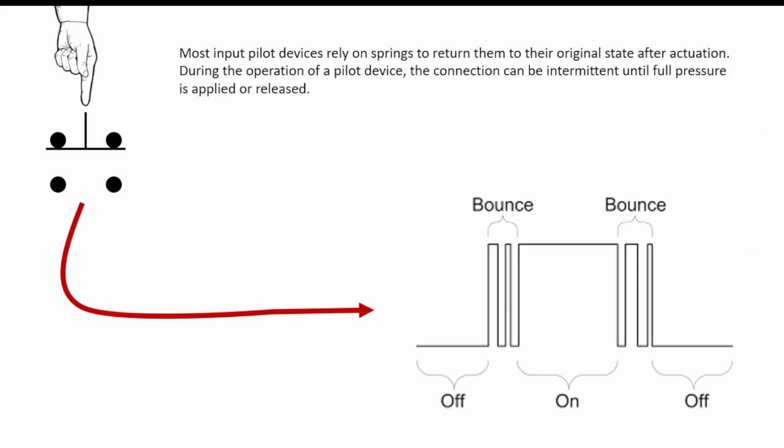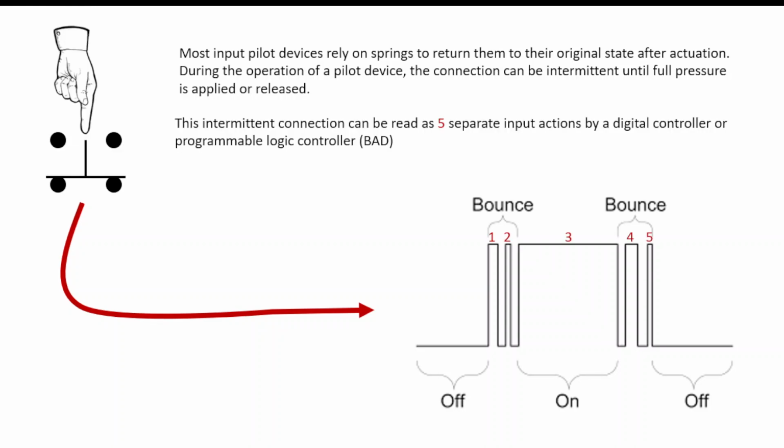Now, most input pilot devices rely on springs to return them to their original state after actuation. During the operation of a pilot device, the connection can be intermittent until full pressure is applied or released. This is known as spring bounce, and you can see here when we press down this push button, the digital controller may actually see a number of high inputs as opposed to just one. So this intermittent connection could be read as 5 separate input actions by a digital controller or programmable logic controller, and that would be bad.